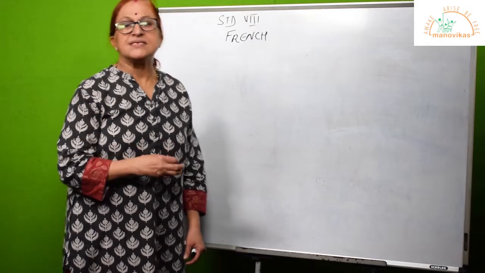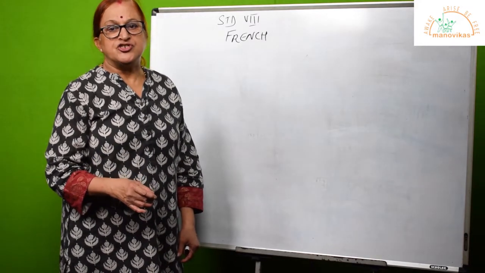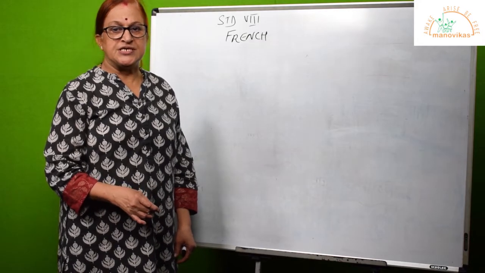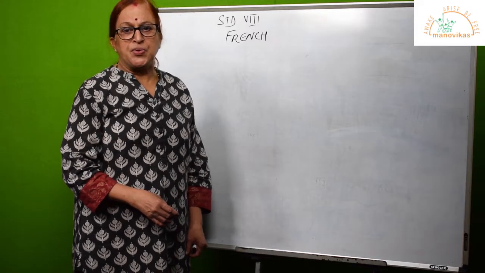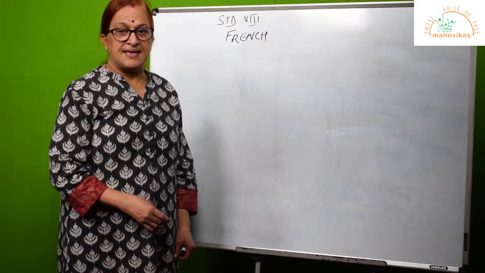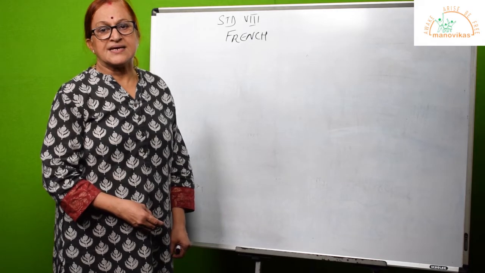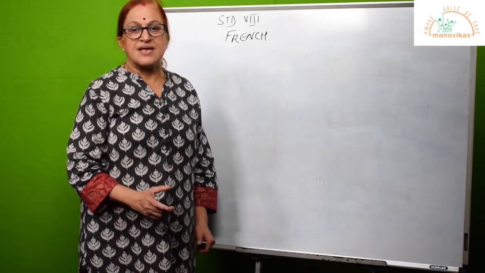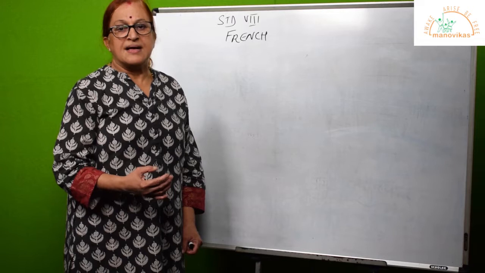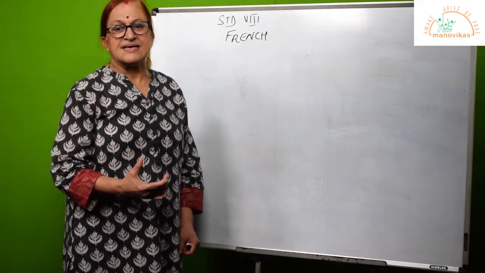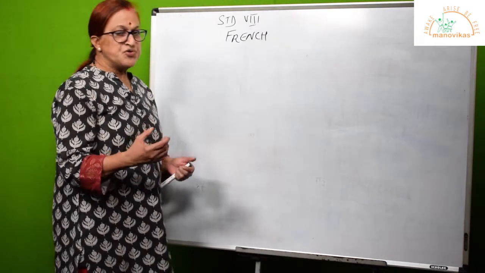So I'm repeating the alphabet: A, B, C, D, E, F, G, H, I, J, K, L, M, N, O, P, Q, R, S, T, U, V, W, X, Y, Z. And the numbers from 1 to 10 are, as you were taught: 1, 2, 3, 4, 5, 6, 7, 8, 9, 10. So we will continue from there.